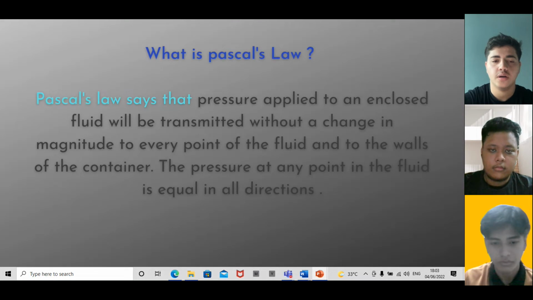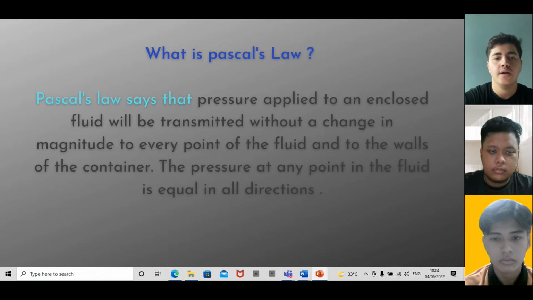What's Pascal's law? Pascal's law says that pressure applied to an enclosed fluid will be transmitted without a change in magnitude to every point of the fluid and to the walls of the container. The pressure at any point in the fluid is equal in all directions.